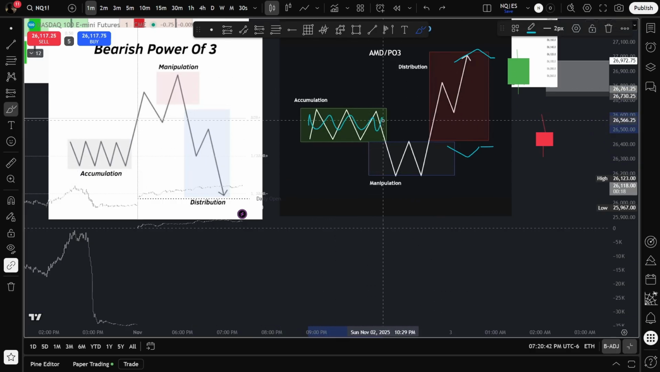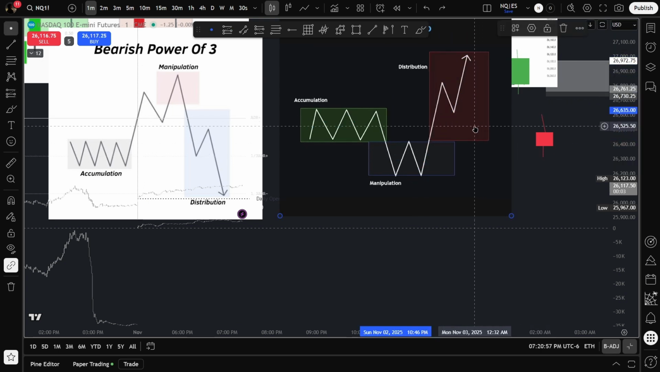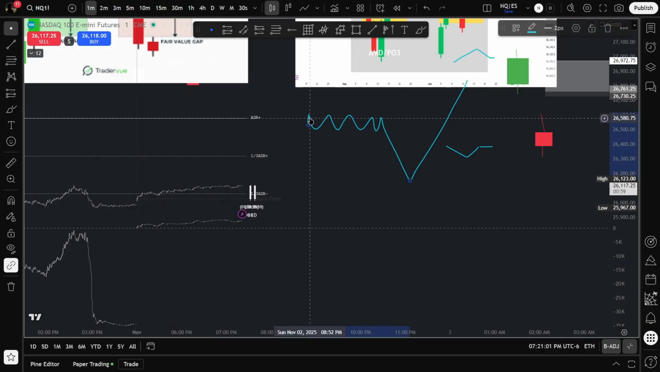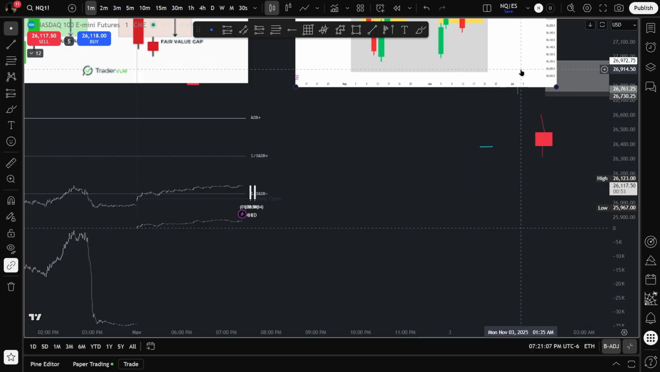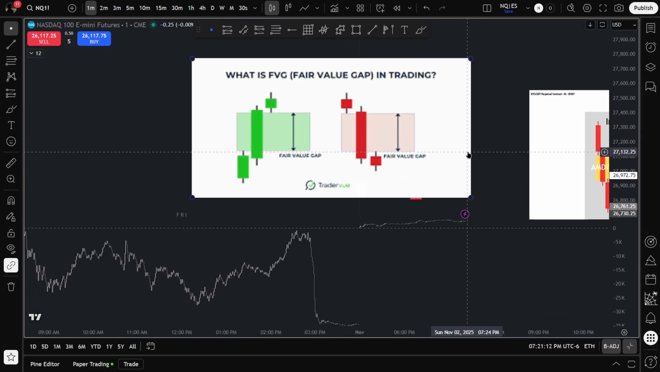So you don't want to trade this. You want to wait for this manipulation. And then you would find your entry, and then you would take that entry right here for the distribution, and you would ride this thing up. So that is how you trade PO3. And now you just need to work on your entry model. Now I'm gonna delete all this. So now about entry models.